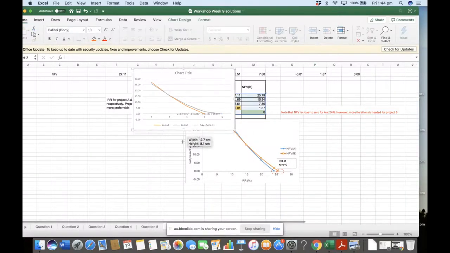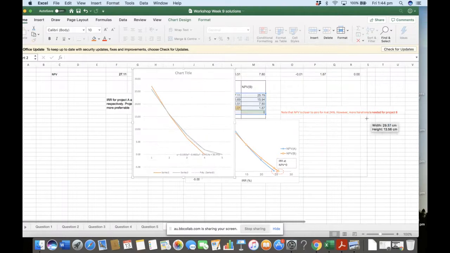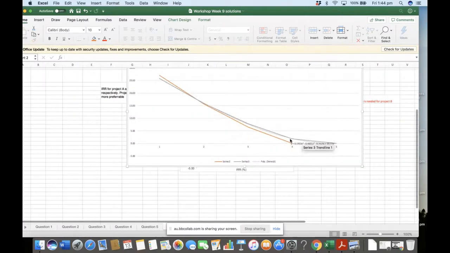Let me try and expand this. Then you can see that for project B, you got the equation, and of course you can increase the size of this. Sorry, let me try and increase the size. So sorry about this. How do I suck at Excel? Sorry.